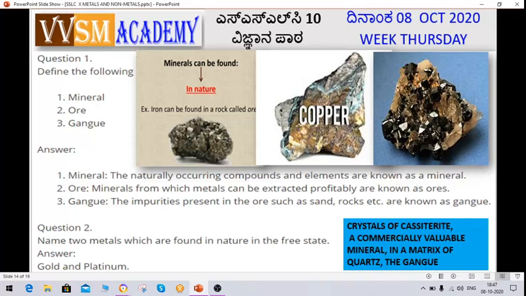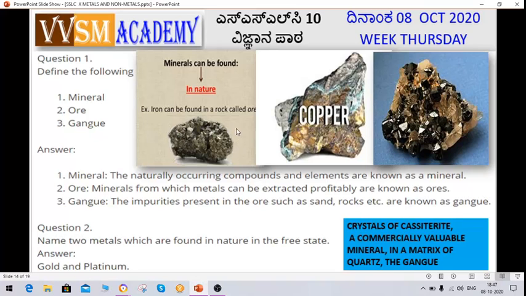Now coming to defining the following: mineral, ore, gangue. What is a mineral? The naturally occurring compounds and elements are known as minerals. What is an ore? Minerals from which metals can be extracted profitably are known as ores. What is gangue? Gangue is nothing but the impurities present in an ore, such as sand, rocks, etc. You see here, a mineral can be, it is natural iron ore, for example.